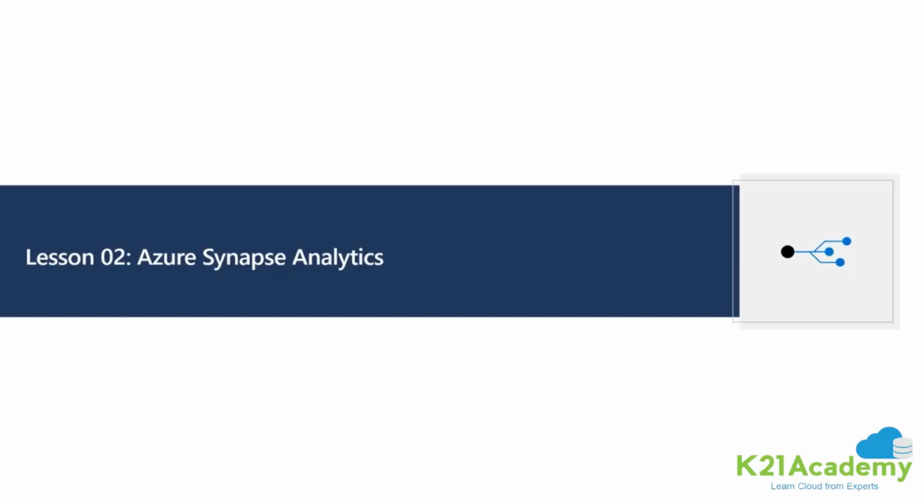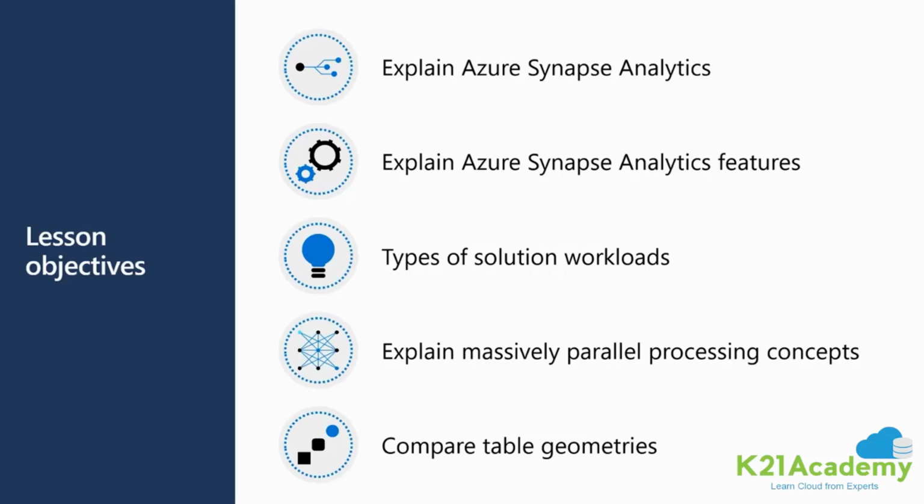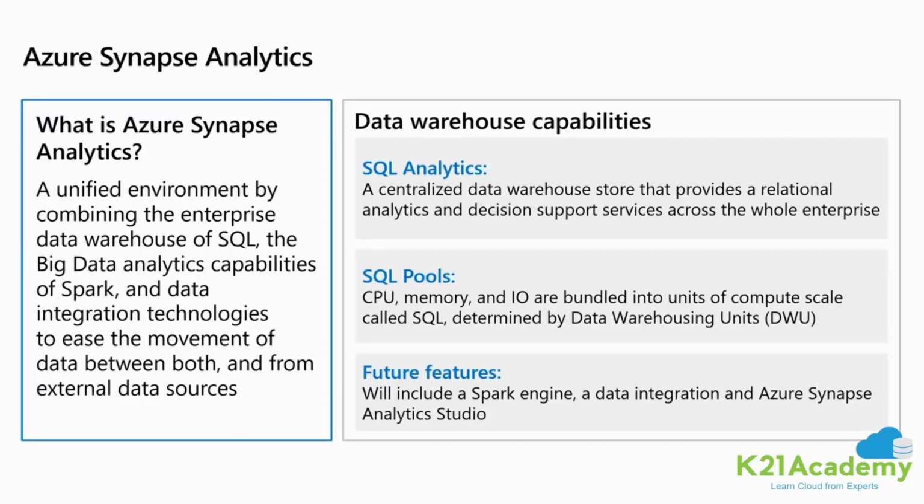Now coming to lesson number 2. In this lesson, we'll talk about Azure Synapse Analytics. First of all, what is Synapse, what is the meaning of it? And then we'll talk about the features, type of solution workloads, what is the massively parallel processing engine over there, and we'll talk about table geometry. Table geometry basically means what type of table distribution modes are there.